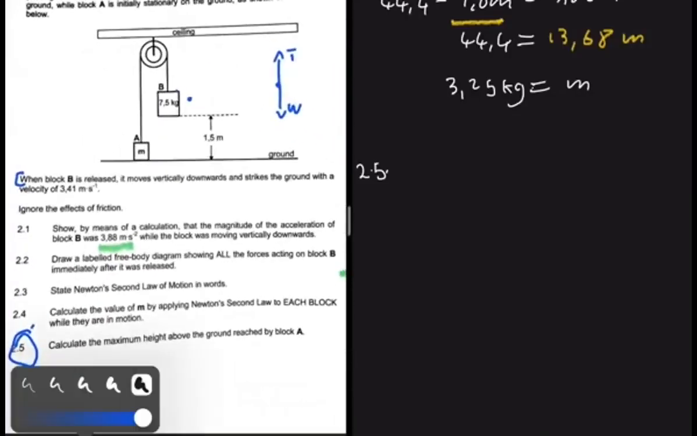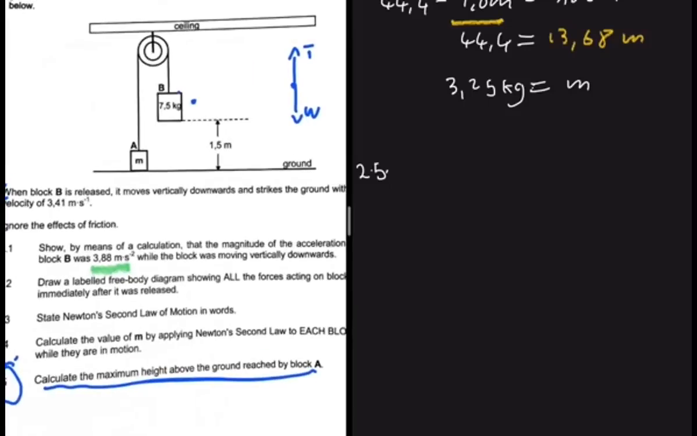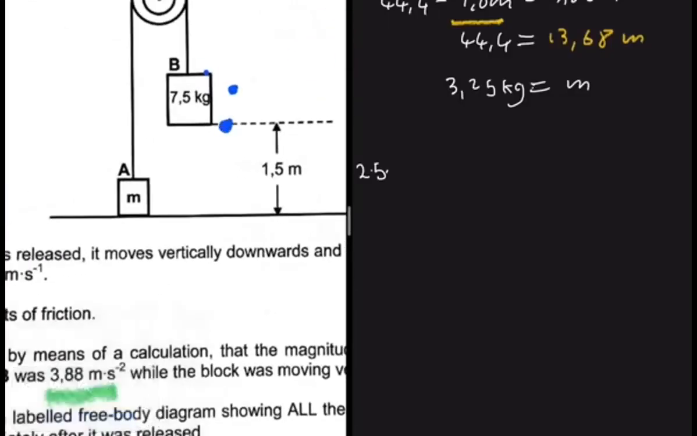Let's calculate the maximum height above the ground reached by m. So initially I was thinking, why does this question have 5 marks? It should have 1, because from this point here to the ground it's 1.5, and then while B is moving from that height to the ground, A will move from the ground to that height, which is 1.5. So the maximum height for A should be 1.5. Why does it have 5 marks?